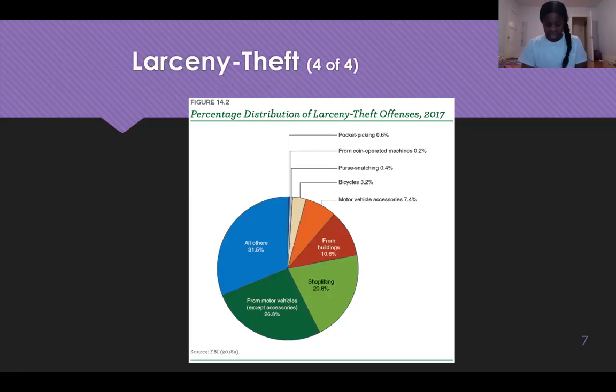This figure is taken from page 264 in your textbook. This is figure 14.2. This shows the percentage distribution of larceny theft offenses in 2017. A simple pie chart, so please pause here and take a view of this. Again, your pie chart is going to look different than the 2017. Yours is actually the 2014, but you can find it again on page 268. So pause here.